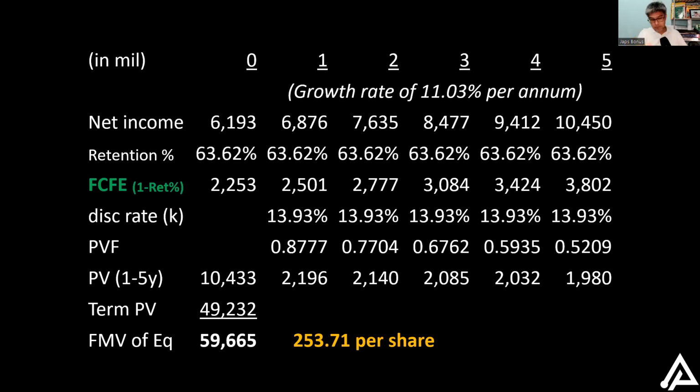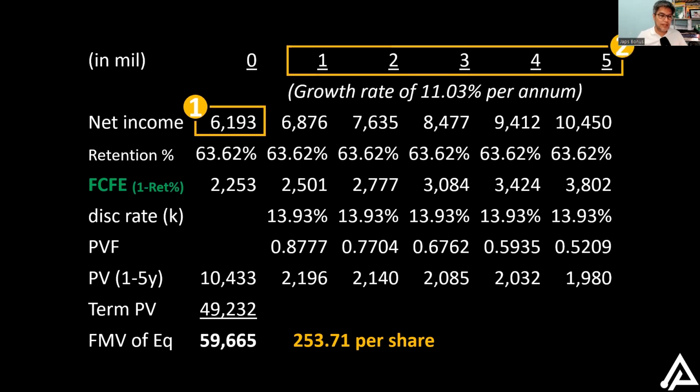Ito yung example. You can further study this when you have the copy of the slides, which will be shared via the secretariat or program coordinator. The elements: dito, we use the net income as a starting point, as basis for cash flow. And then our time horizon is for the next 5 years. The growth rate is around 11% per annum, which is pretty aggressive.